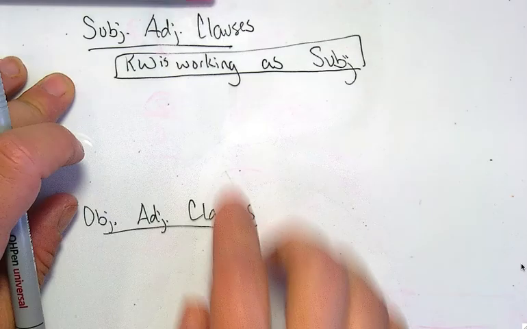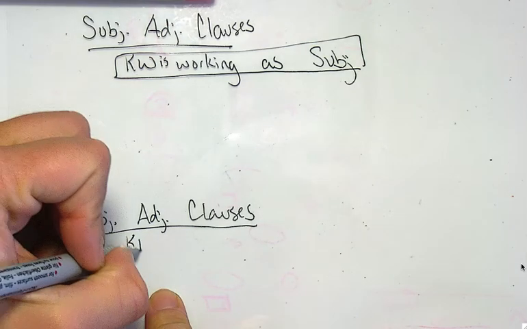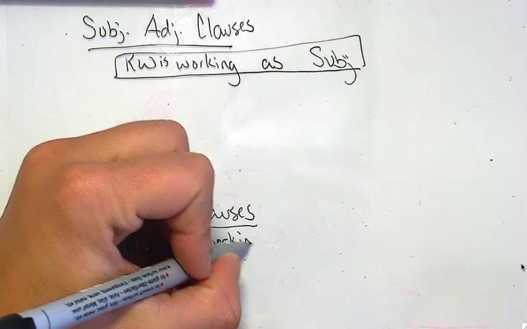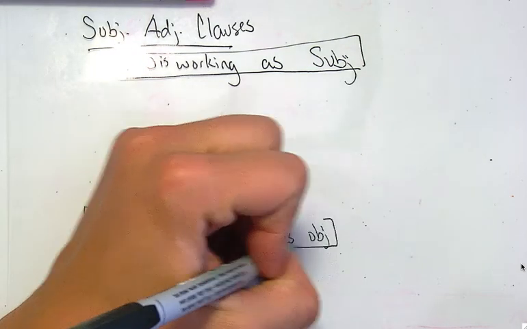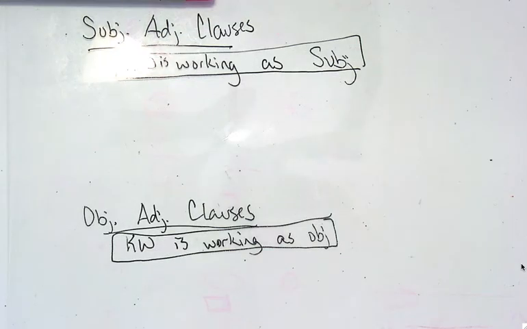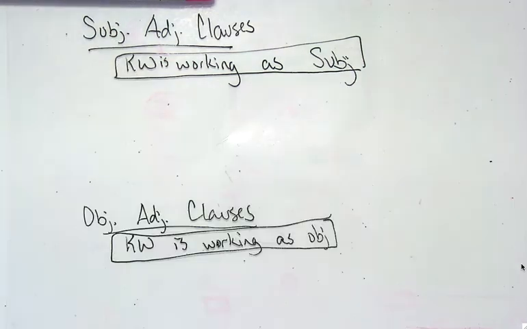In our object adjective clauses, the keyword is functioning as the object inside of the adjective clause. Please be careful. A subject adjective clause can be the subject in a main clause, or it can be an object in a main clause. So we're looking inside of our adjective clauses. Let's look at a couple of examples.